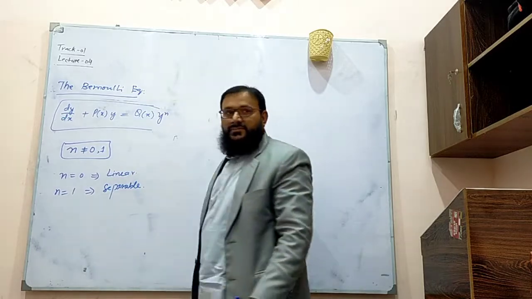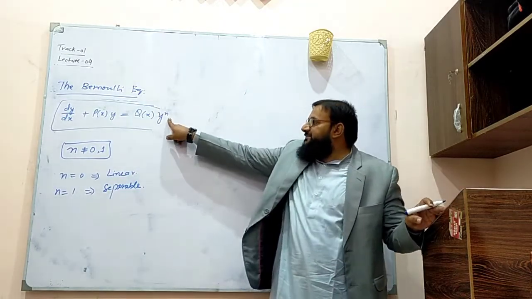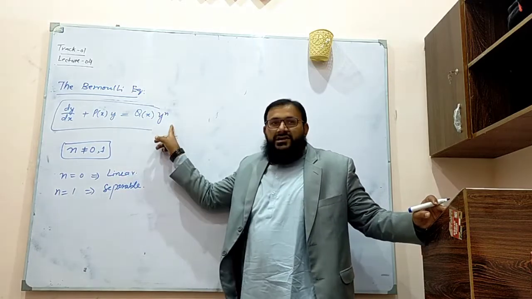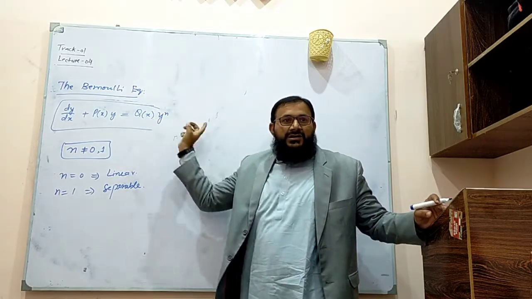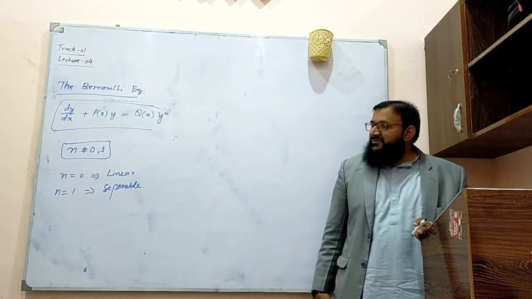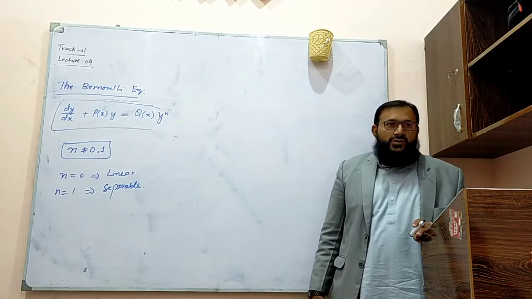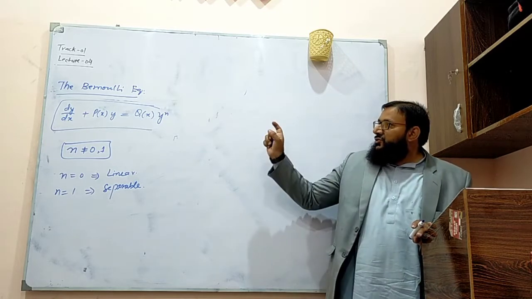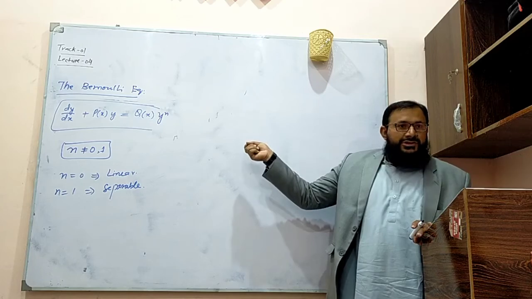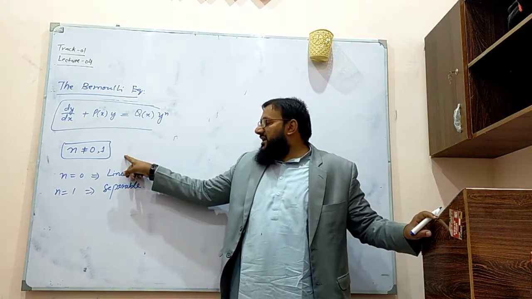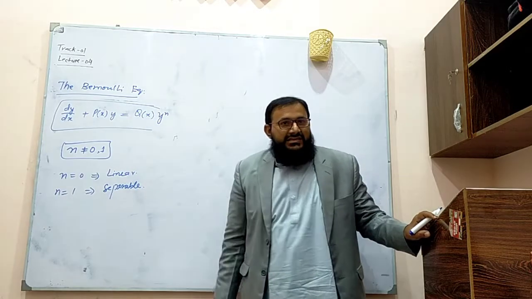separable. You put n is equal to 1, this becomes y. You take p of x, y here, you take y common, divide on the other side, and this becomes separable. So if you have a value of n other than 0 or 1, then we can talk about the solution of this equation. So keep the general form in your mind and the conditions for it, and when these conditions hold, we get linear and separable.